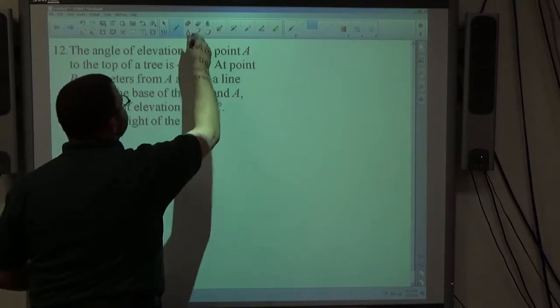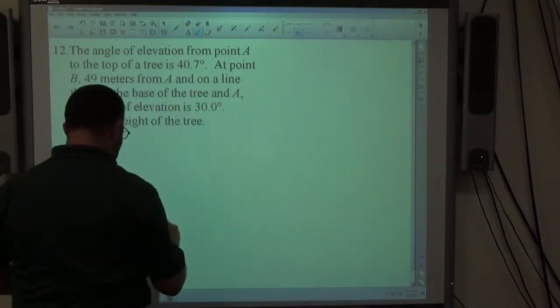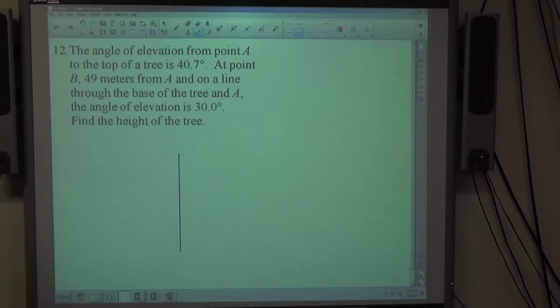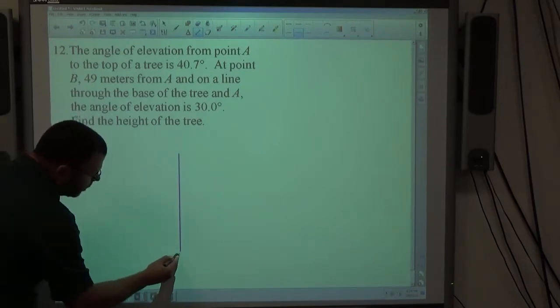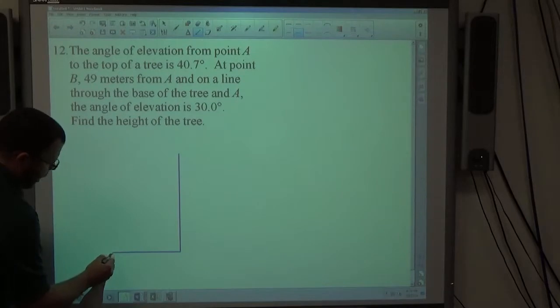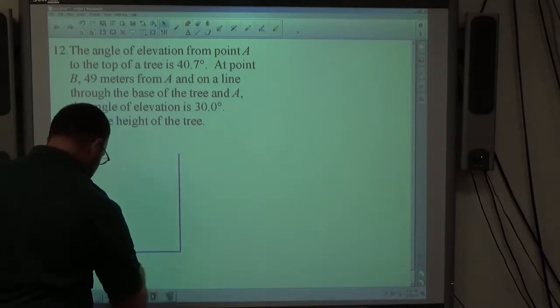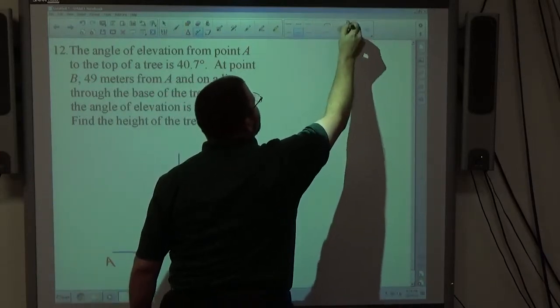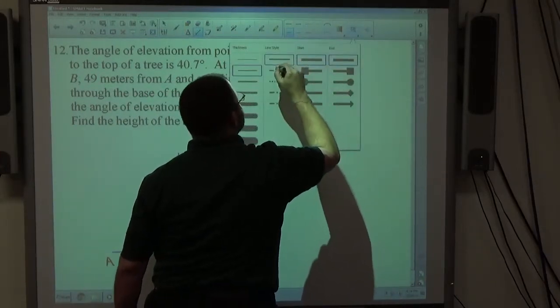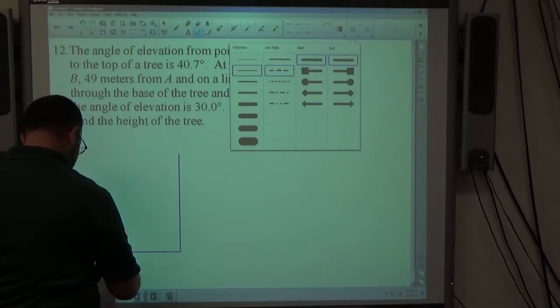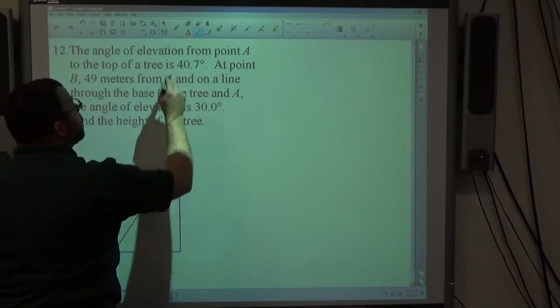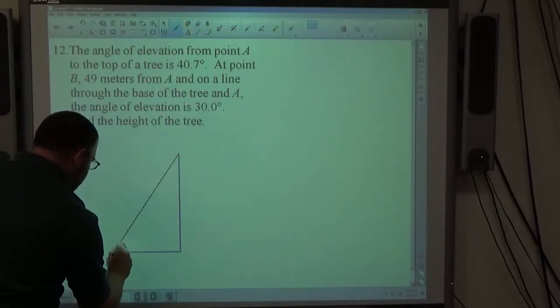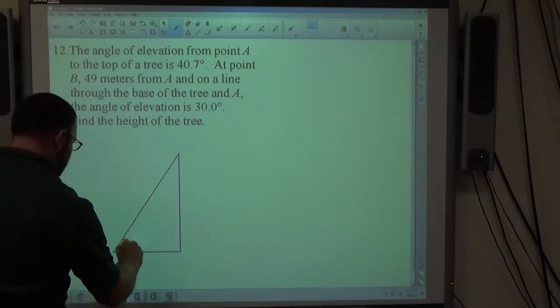So, what they're telling me is there's some tree. There's the tree. It's very thin and not very vegetative. There's some point out here, A, where if I were to look up to the top of the tree from point A, like so, the angle of elevation to the top of that tree at that point is 40.7 degrees.